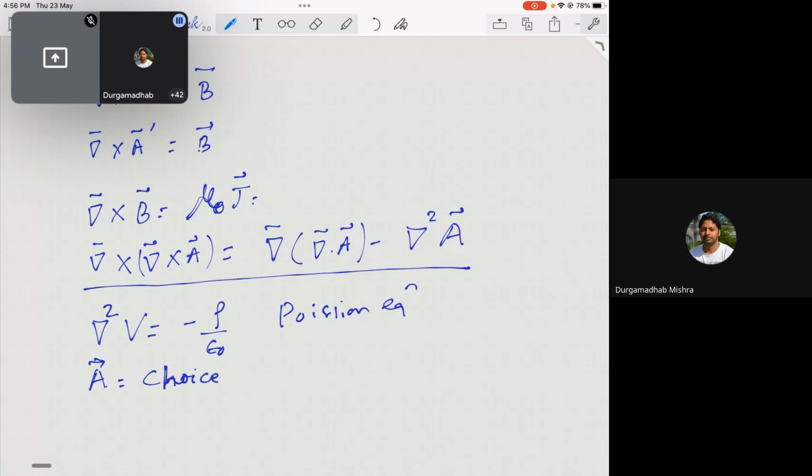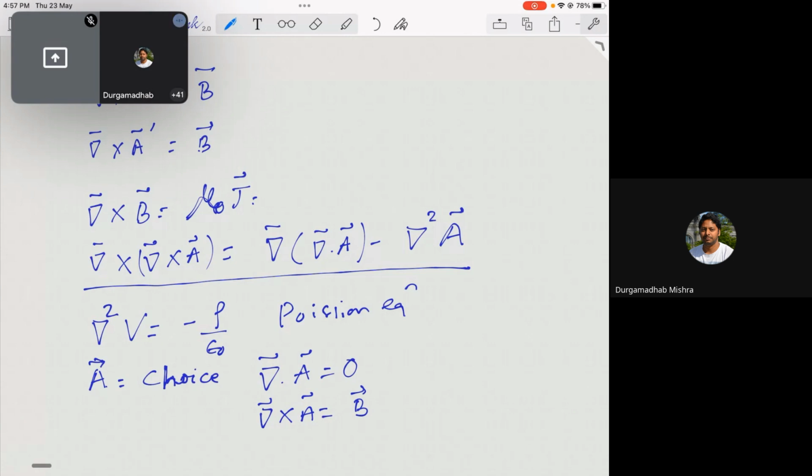So what should be the vector potential which gives rise to this magnetic field B, since it is arbitrary? It depends on us how we choose the vector potential, and we can choose a vector potential such that del dot A is 0. So this is our choice. You can actually construct a vector which satisfies both conditions: del dot A equal to 0, and the curl of A should also be equal to B.